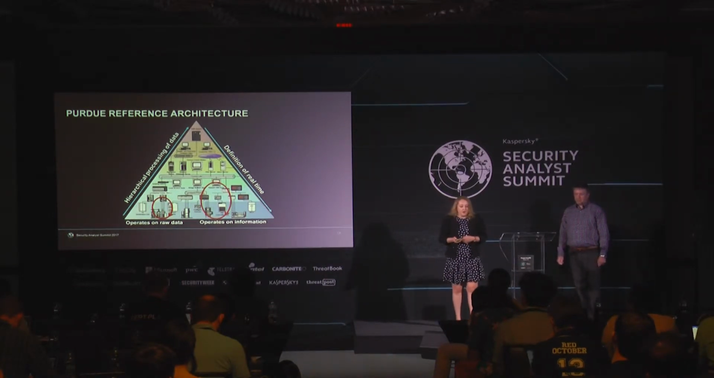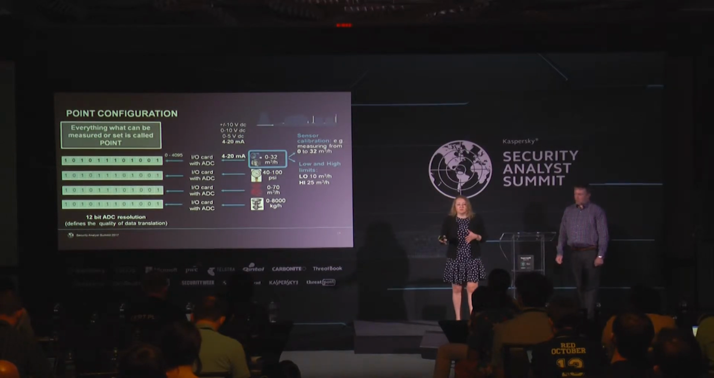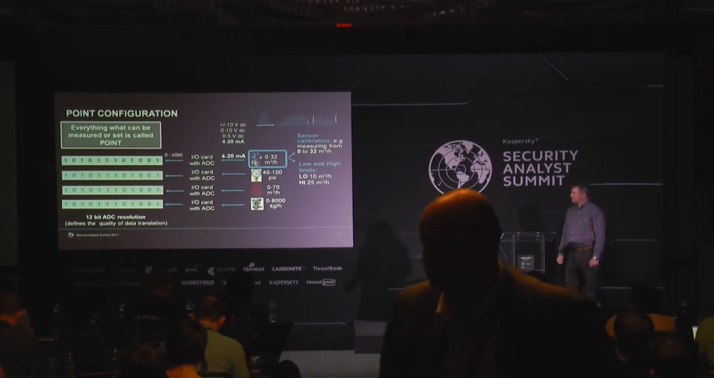We all know the Purdue architecture: at the lowest level we have raw data, and when the data traverses to the higher levels, we extract information from raw data, and then we have process data, which already loses a lot of the information initially collected at the bottom. The way the data looks will be defined by the point configuration. Everything that can be set or measured in industrial control is called a point. When an engineer configures a point, first and foremost, he has to calibrate the sensor. The sensor can measure over its engineered range, but we typically scale it to measure what we need. Second, the engineer has to set up low and high limits, which indicate that the process is in suboptimal or unacceptable conditions.